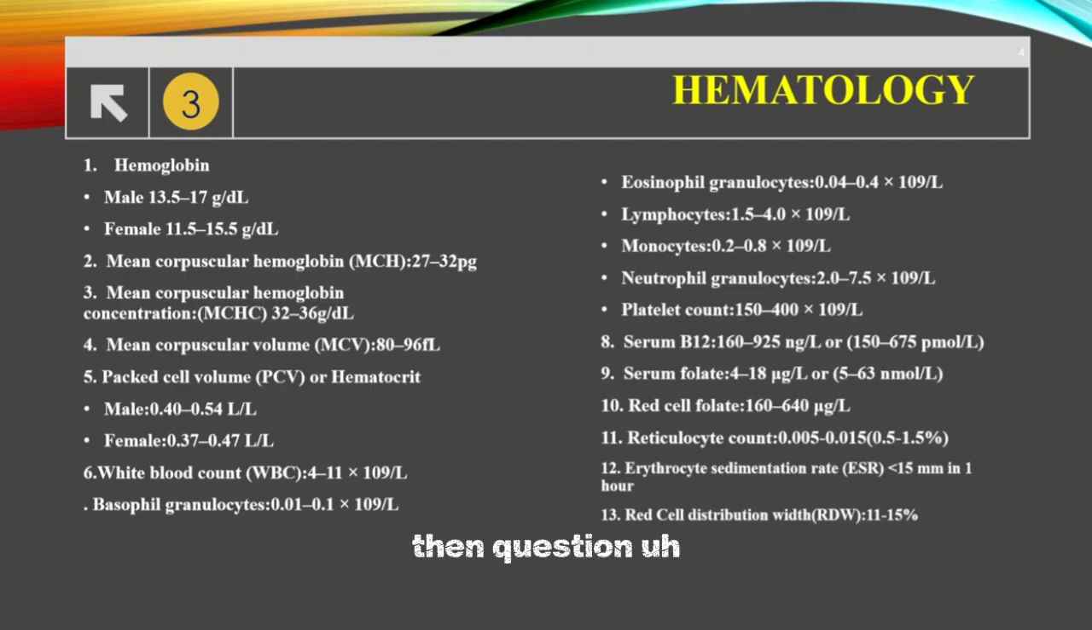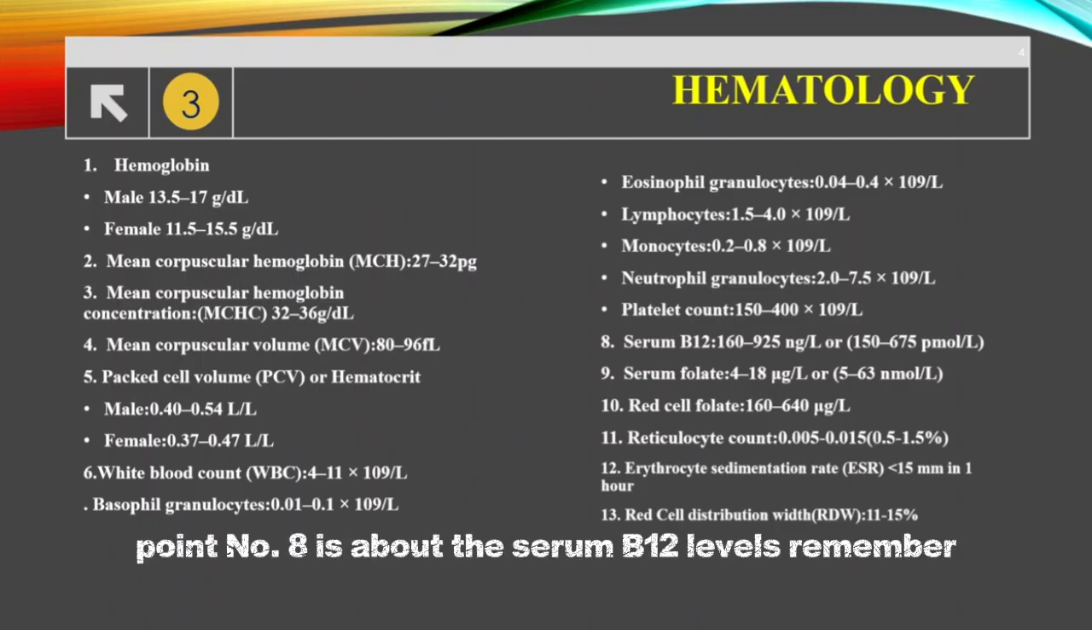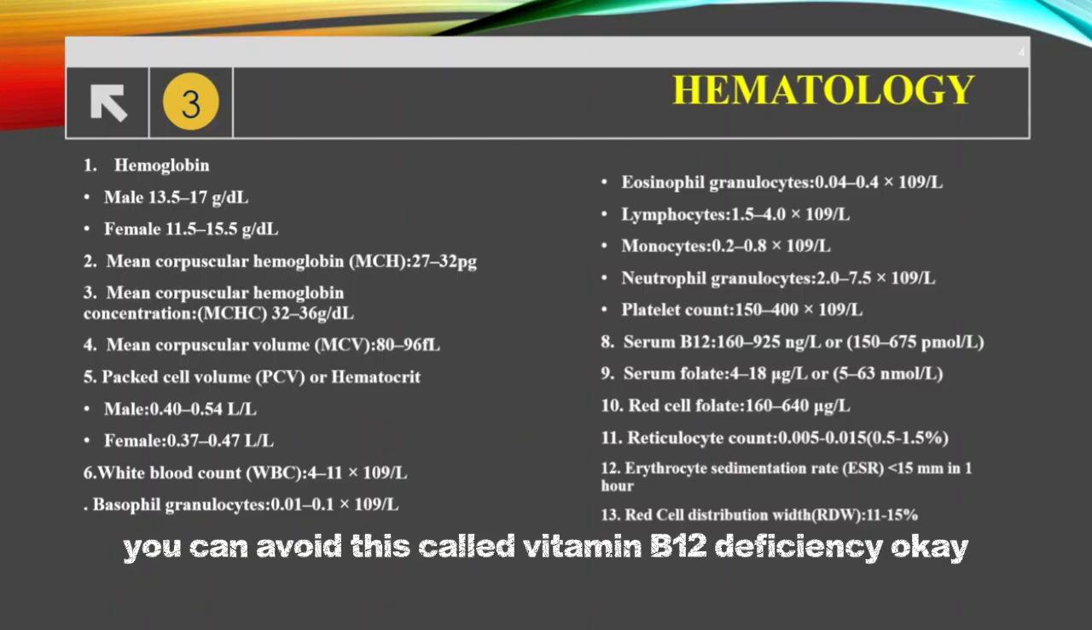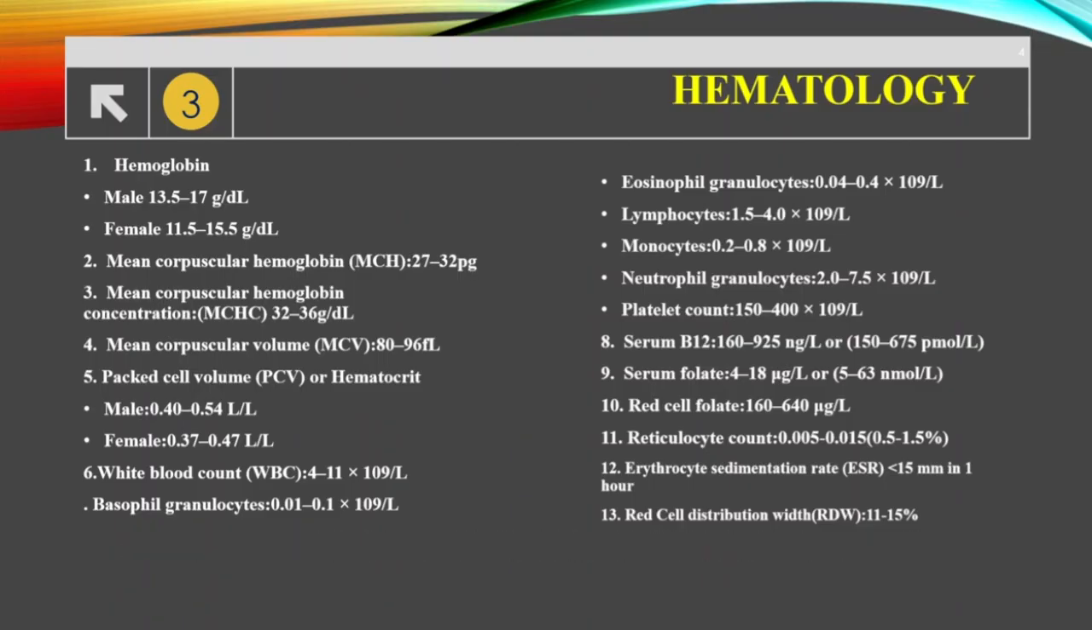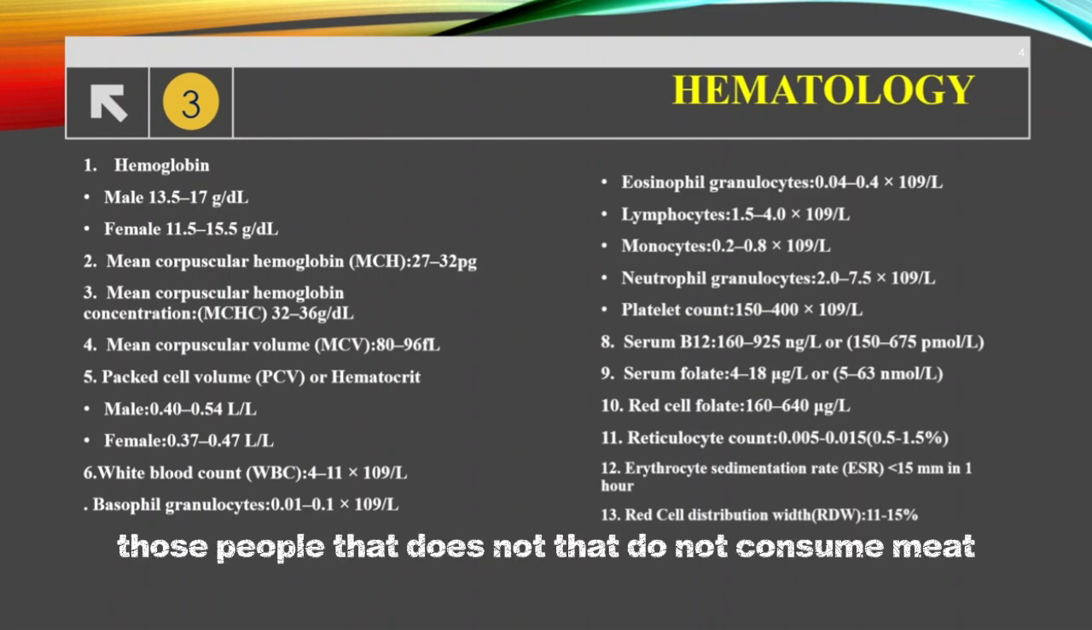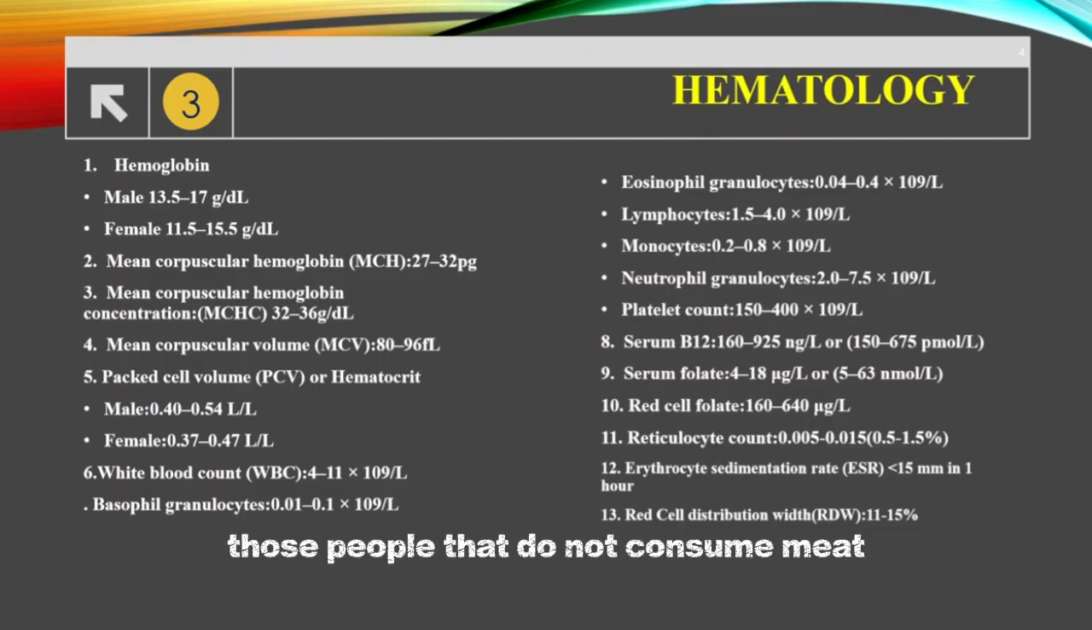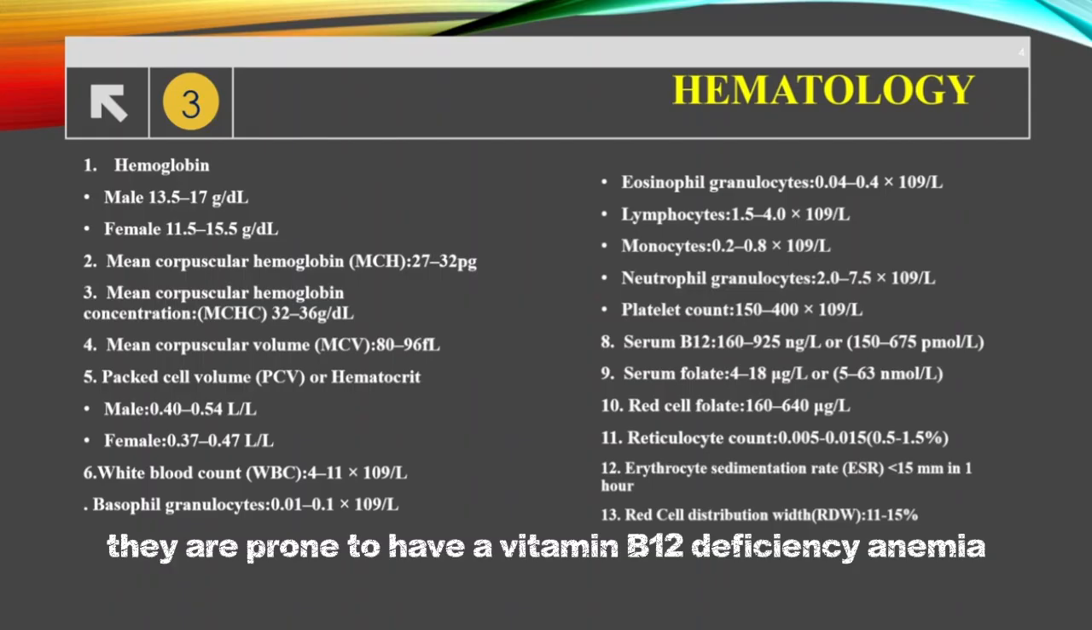Then point number 8 is about the serum B12 levels. Remember, you can have what is called vitamin B12 deficiency. This is strongly seen in vegans, strict vegans, those people that do not consume meat. They are prone to have vitamin B12 deficiency anemia.